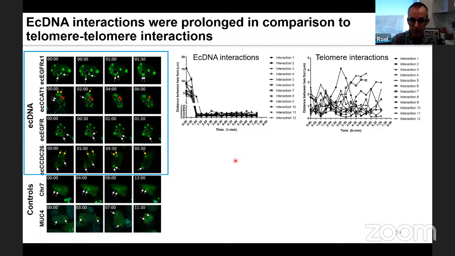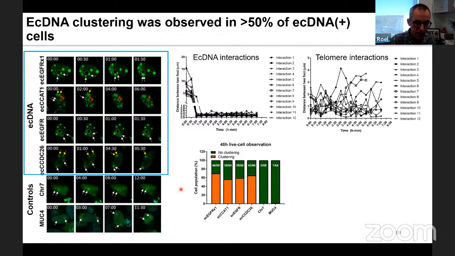And we also found that in many cells, in at least half the cells, we measure imaged over a certain time window. And I think the time window here is important. So we image for at least 48 hours. We find that over that time window, we see clustering of ecDNA.